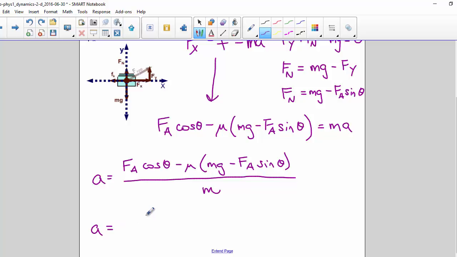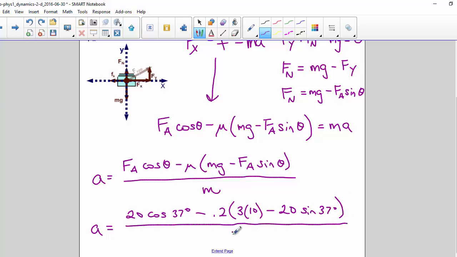Now let's plug in our numbers. So the force applied was 20 and the angle was 37 degrees. Mu is 0.2. m is 3 times g, which is 10, minus the force applied, which again is 20, times the sine of our angle, 37 degrees. That's all divided by m.